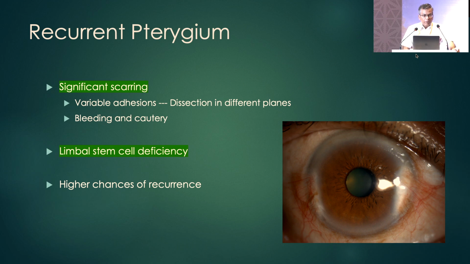So, another important group of patients which benefit from amniotic membrane graft are patients who have a recurrent pterygium. It is important that these patients have significant scarring. They have variable adhesions at different levels, so the dissection is going to be equally traumatic for these patients. You have to use more cautery because the chance of bleeding is more. Therefore, you actually enhance the chance of limbal stem cell deficiency in that area and also chances of scleral ischemia.